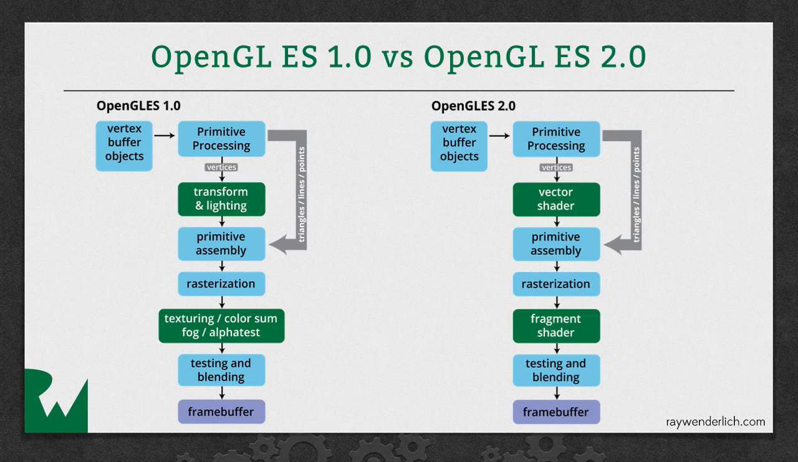So instead of having built-in functions to do transform and lighting, you have to write your own code, your own little programs called shaders. And there's a vertex shader and a fragment shader that you have to write to do the equivalent of what you used to do. So instead of having built-in functions for transform and lighting, you write some shader code to do transform and lighting. Instead of having built-in functions to do texturing, fog, and so on, you write your own code to do that.